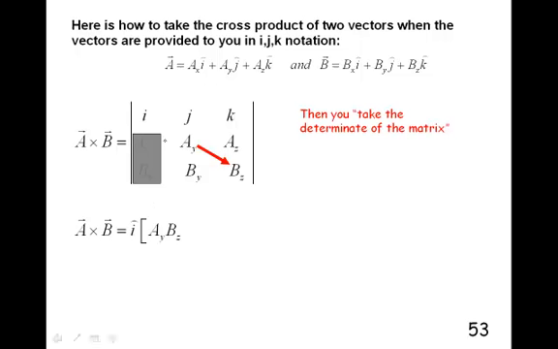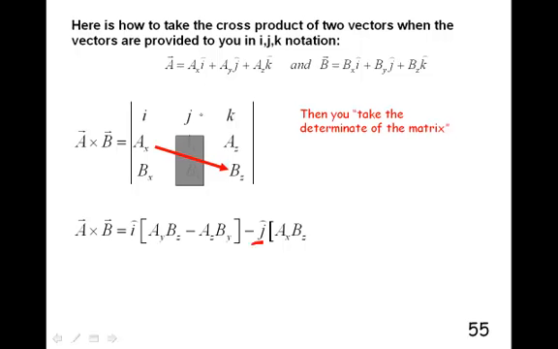And the way you do it, first to find the I component, you cover up this little column below the I. It has nothing to do with the I. And you multiply AY times BZ. So it's going to be I times AY times BZ minus AZ times BY. See how that works? Then we'll take minus J, so there's our minus J times AX times BZ minus AZ times BX. It might seem complicated to you, but once you get used to it, it's not so bad.